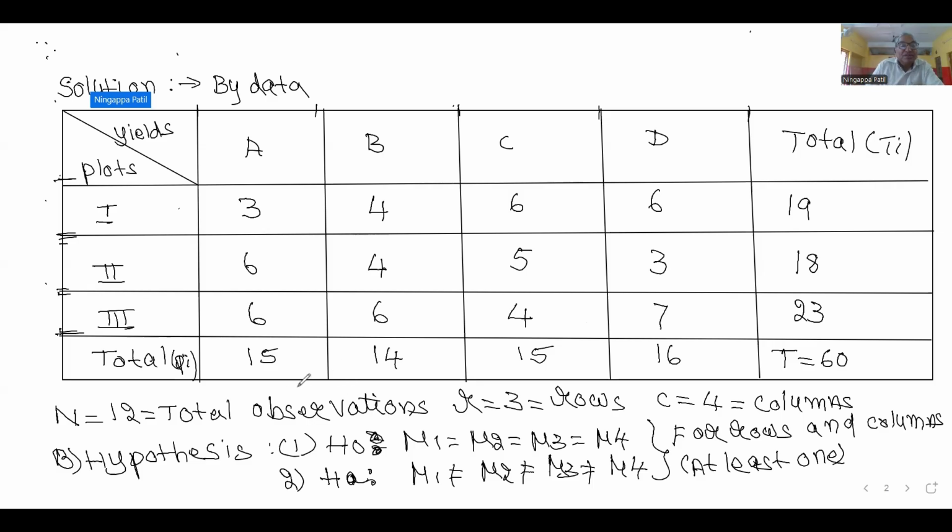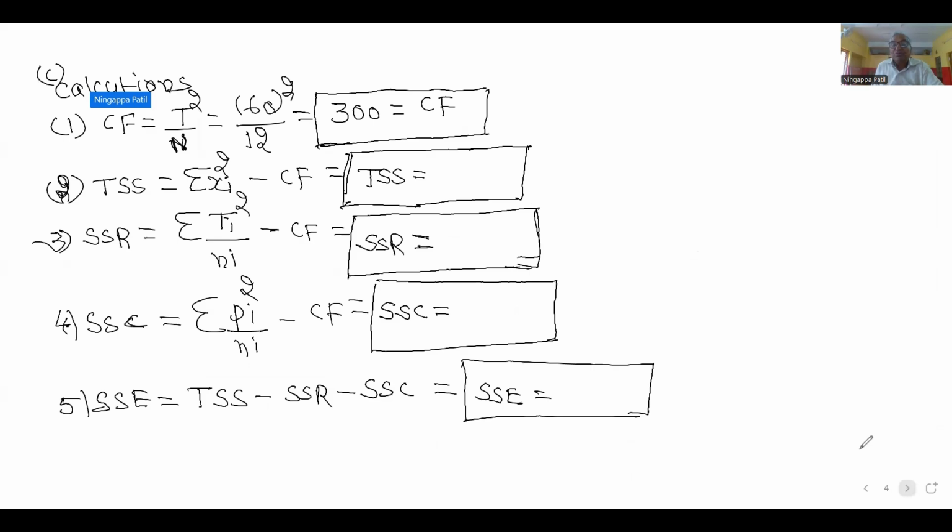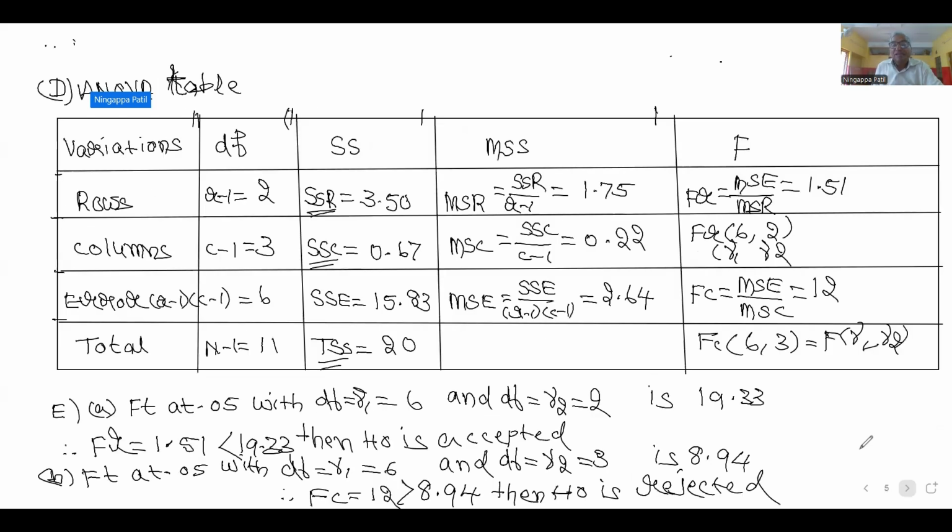Now, my dear students, 15 upon 3 equal to button. Whatever answer is coming, store it in letter A. And 14 upon 3, three values are here, equal to button, store it in letter B. 15 upon 3 equal to button, store it in letter C. 16 upon 3 equal to button, store it in letter D. Now I will show you, my dear students. Look here.